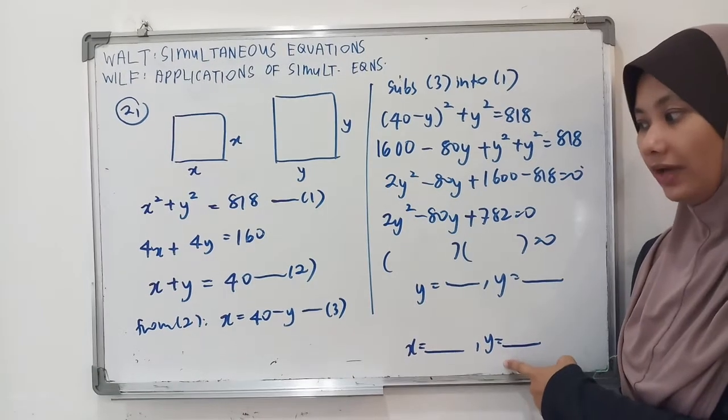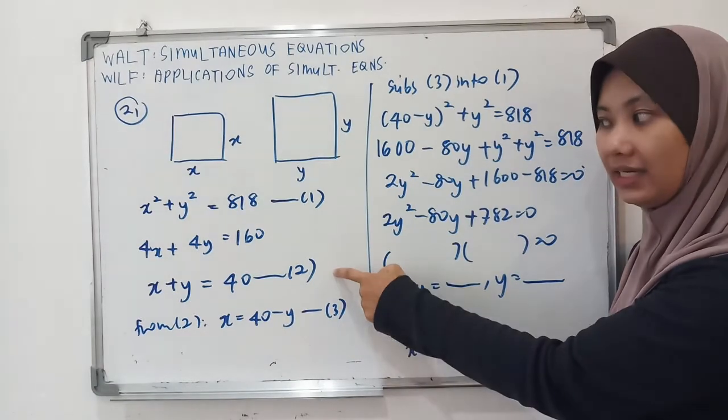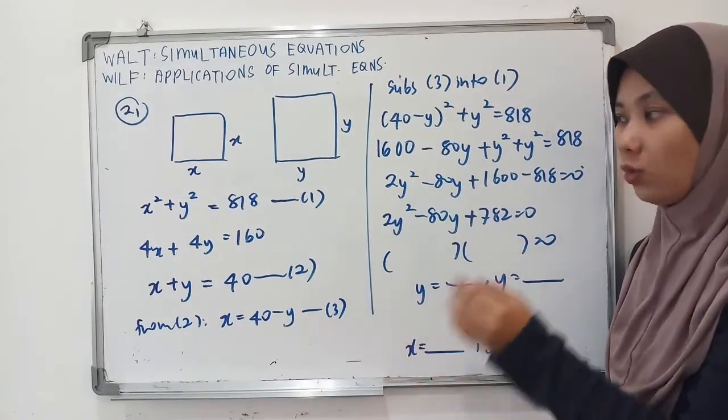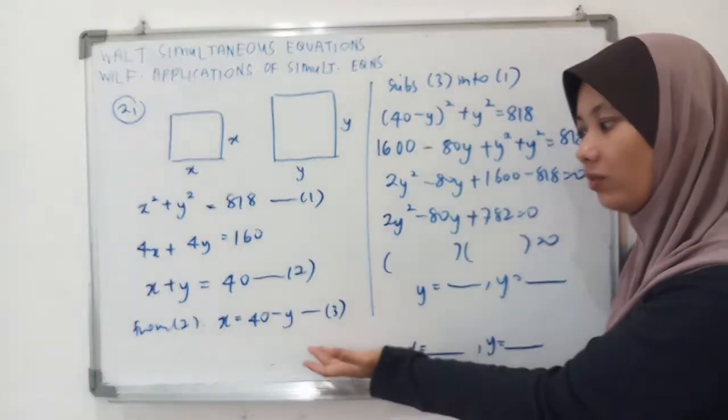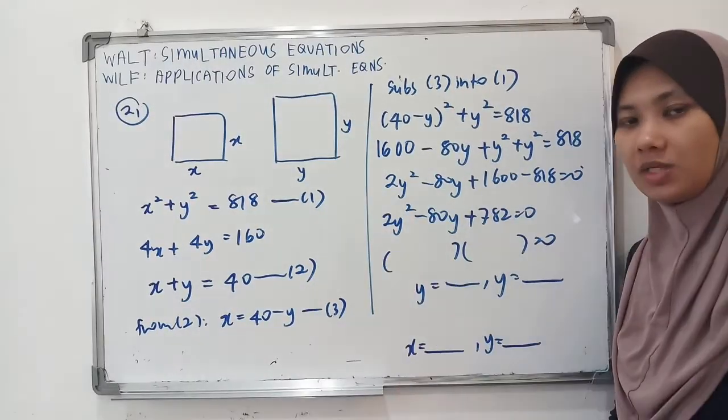How do you get the value of x? Substitute your value of y inside here, or inside here, or inside here, up to you. Which one is the easiest? That one will be the easiest. Why? Because we have x as the subject already.